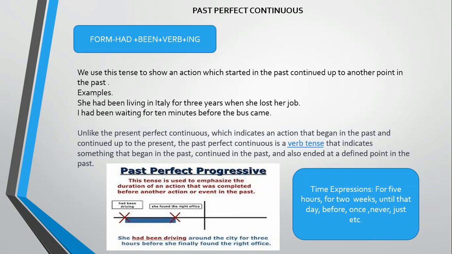So unlike the present perfect continuous, as we know that it indicates an action that began in the past, continued up to the present, the past perfect continuous is a verb tense that indicates something that began in the past, continued in the past and also ended at a definite point in the past. So there we use past perfect continuous tense.